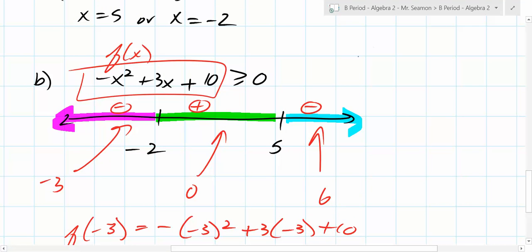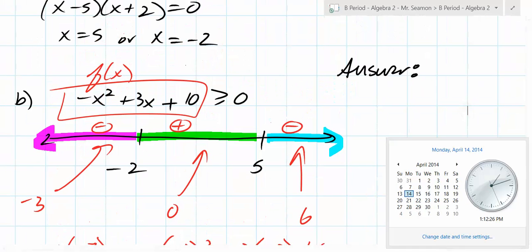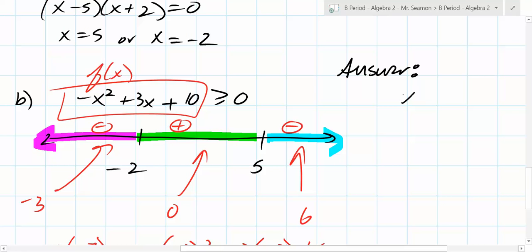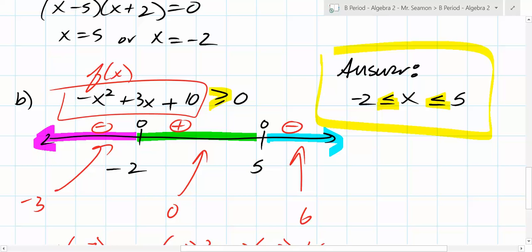Now be very careful. Can someone tell me what the answer to this is based on that? Be very careful. What's the answer? This question is asking where it's greater than or equal to. So can you tell me what the answer to this is? X is greater than or equal to -2 and less than or equal to 5. Because you see they're equal to 0 here. And you want that because of this thing. It's greater than or equal to, right? So do you see the difference here? It includes the equal signs. So here's your answer right there.